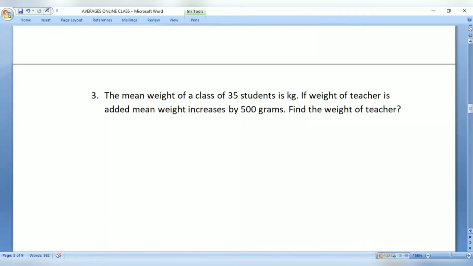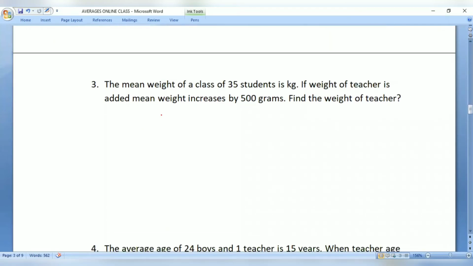Now see here, the mean weight of a class of 35 students. Okay, so 35 students are there in the class. Their average weight is not given, so let us consider 45 kgs for example. The mean weight of 35 students is 45 kg. If the weight of a teacher is added, the mean weight increases by 500 grams.